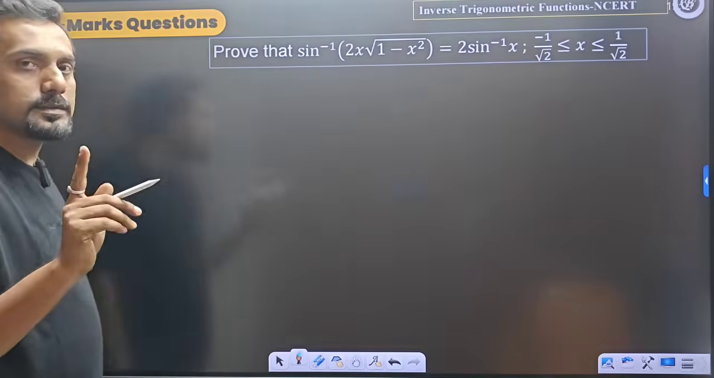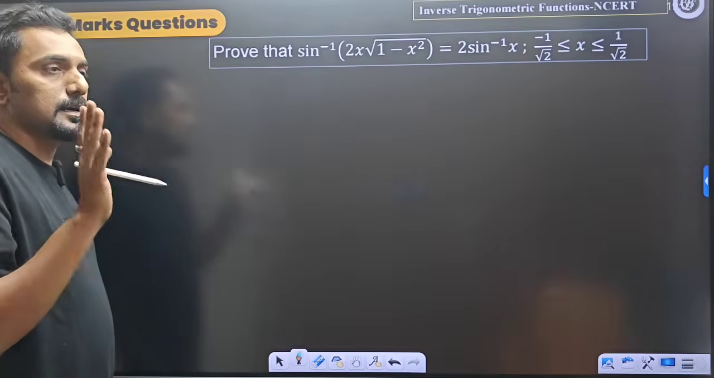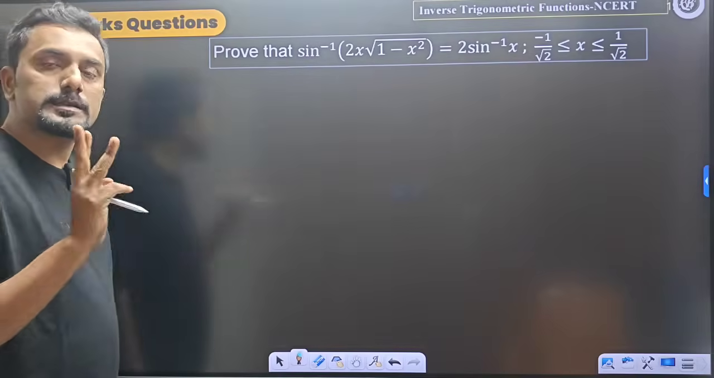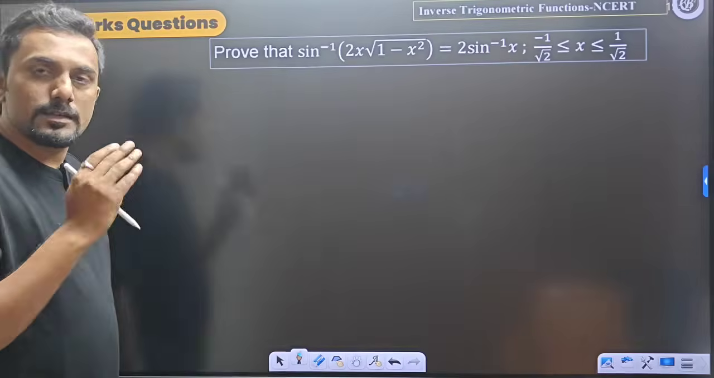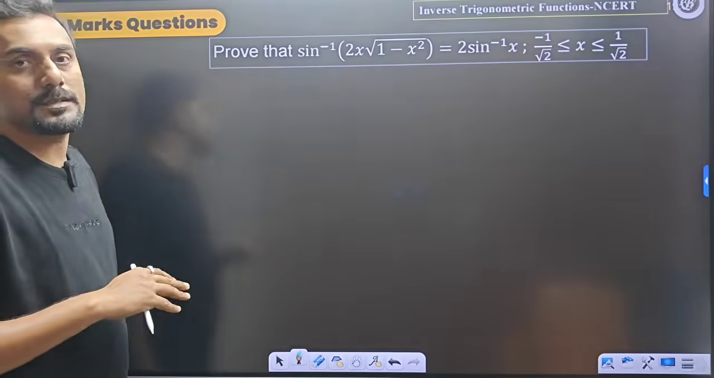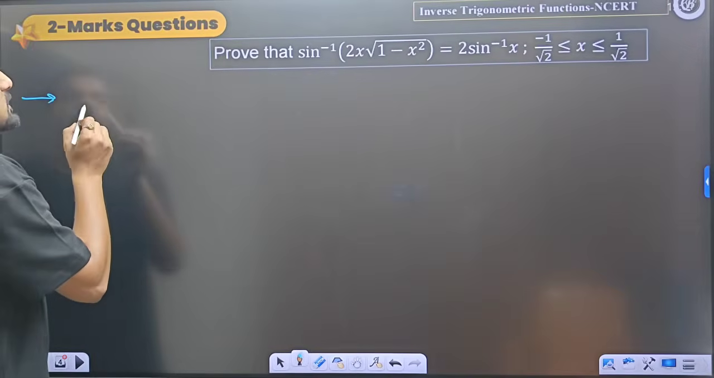I am not going to discuss any of the MCQs and 1 mark fill in the blank questions in this session. I will be discussing only 2 mark, 3 mark and 5 mark, that too gunshot questions. Means the questions which are asked in the previous year board examination, right? So this is the first question.